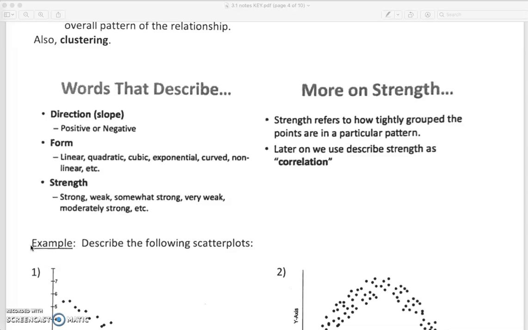So the direction, you want to describe it as positive or negative. Your form can be linear, quadratic, cubic, exponential, curved, nonlinear, etc. Just a description of what you see as the shape. And then the strength you'll describe as strong, weak, somewhat strong, moderately strong, very weak, descriptors like that. And we'll talk about how you decide how to describe the strength later on. Strength really refers to how tightly grouped the points are. How close do they fit a straight line? The word we're going to talk about tomorrow is correlation.